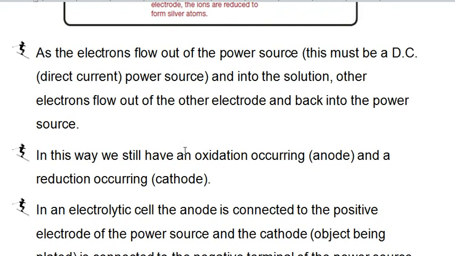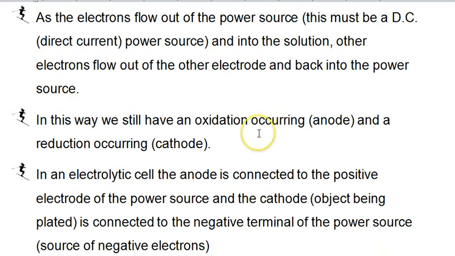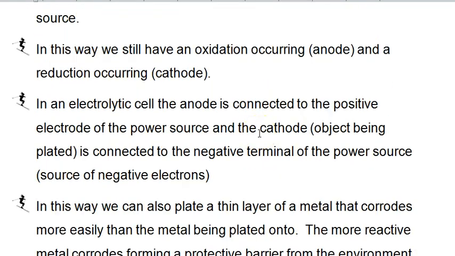So that's all I've outlined here. As electrons flow out of the power source and into the solution, other electrons flow out of the electrode and back into the power source. That way, we still have oxidation occurring at the anode. The anode is still losing electrons, forming ions. And we still have reduction occurring at the cathode, which is the object being plated, because ions in solution are gaining electrons to form solid. So that's all the same.